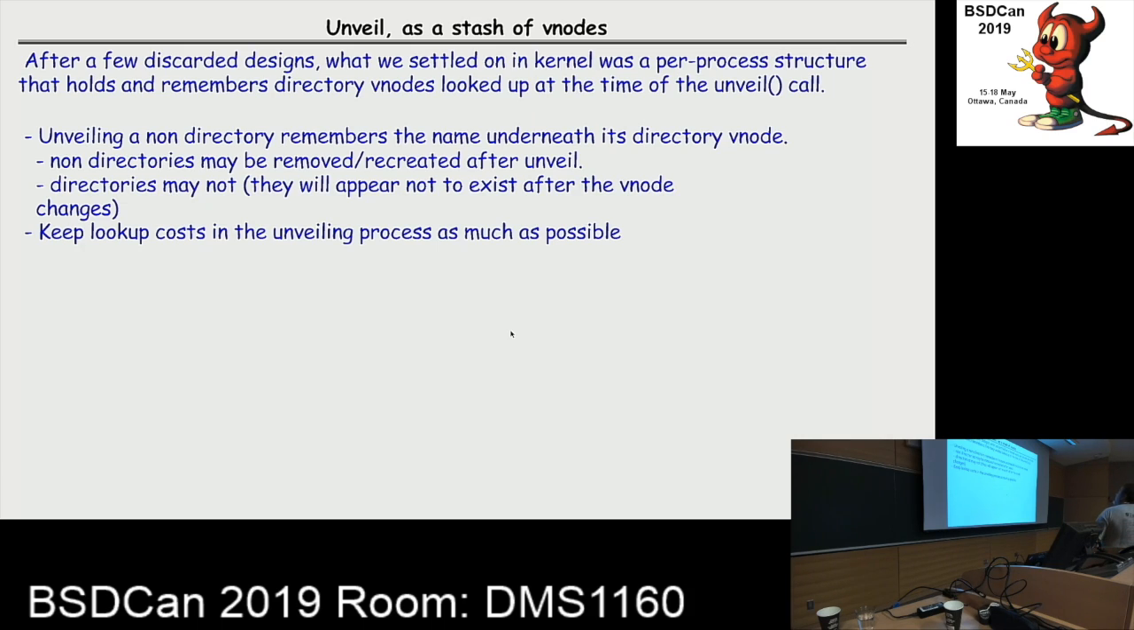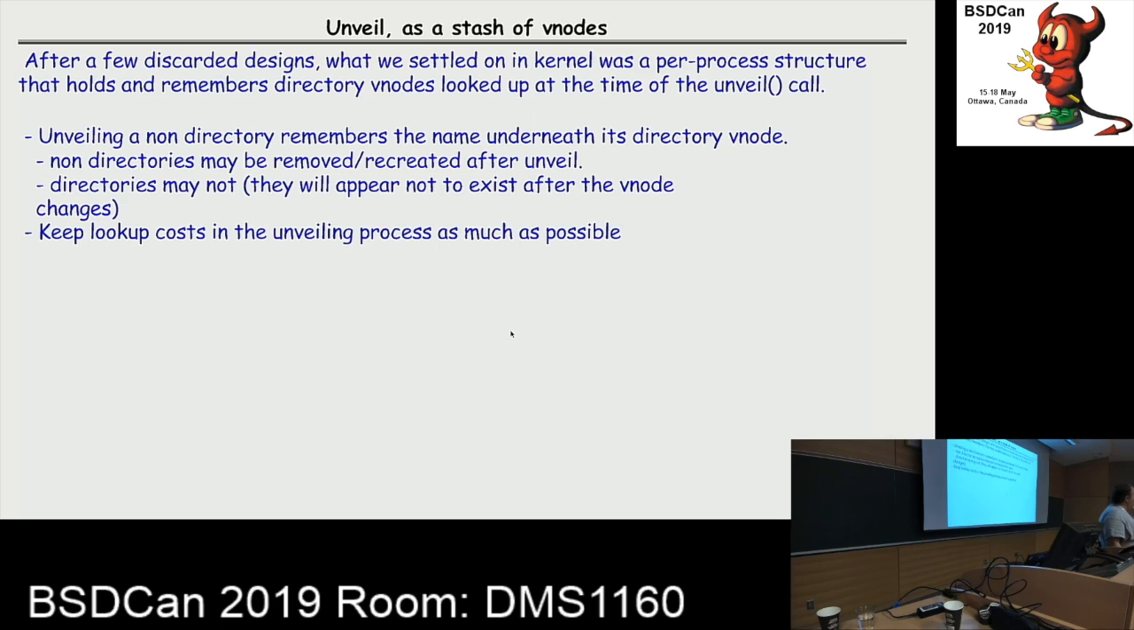Directories may not, so non-directories may be removed or recreated after unveil. And this is why we settled on, okay, we'll keep the name hanging underneath the vnode, because the really, really common thing programs like to do is, hey, I know how the file system works. I'm a developer. I want to atomically replace something within the file system or update it. So I will write a new one and go flip, flip, flip, move the file around.